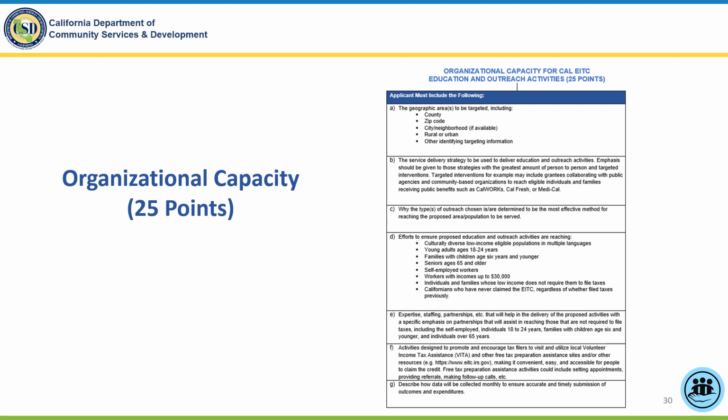3. Efforts that will be made that will help ensure applicants are reaching various eligible Californians must include how the grantee will reach all of those listed. 4. For an applicant's expertise, staffing, and partnerships, an applicant could identify in detail those staff that will ensure the success of this program. And 5. For data collection, all applicants are required to submit progress reports in order to be reimbursed for the education and outreach activities they conduct. Please describe your organization's methods for data collection and reporting.